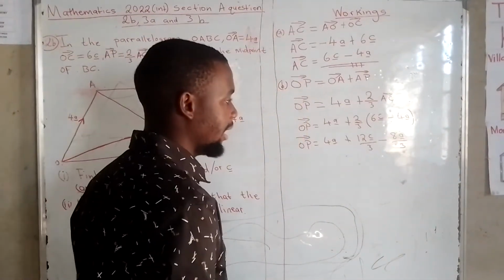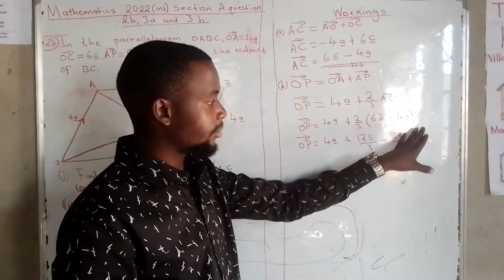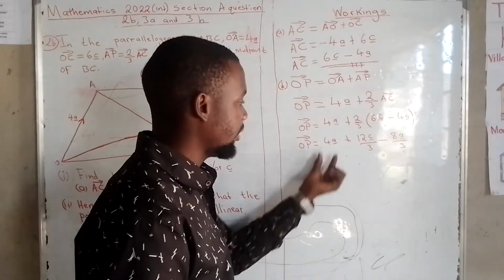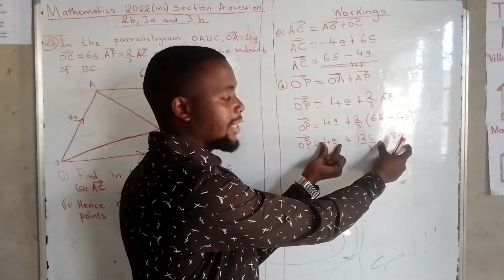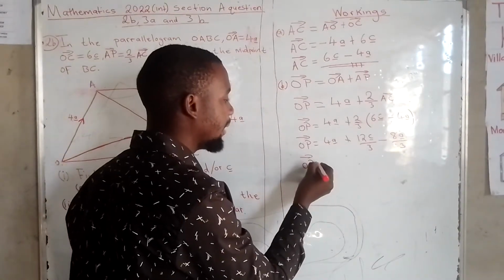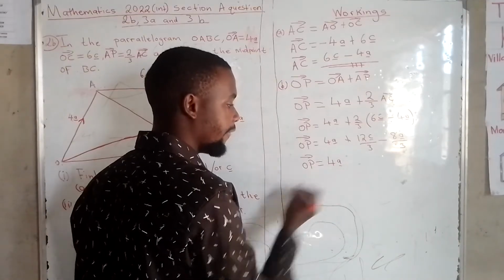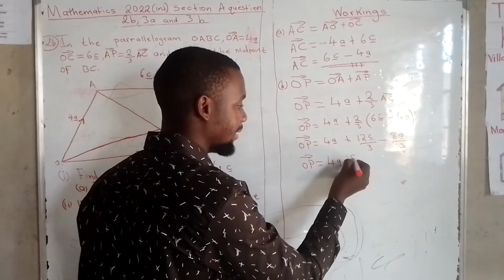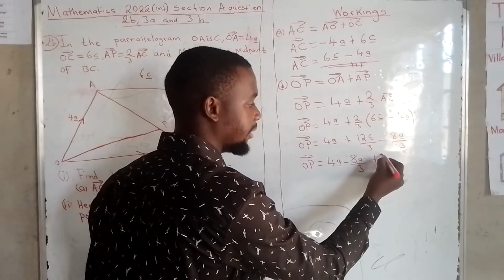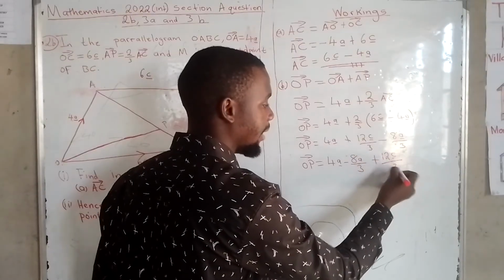So we are going to say now, since we've dealt with what was in the brackets, we can now just collect the like terms. We can insert this one and this one. They are like terms. So we're going to say OP is equal to, we start with the actual, which is 4 vector A minus 8 vector A divided by 3. Then this one, which is positive 12 vector C divided by 3.